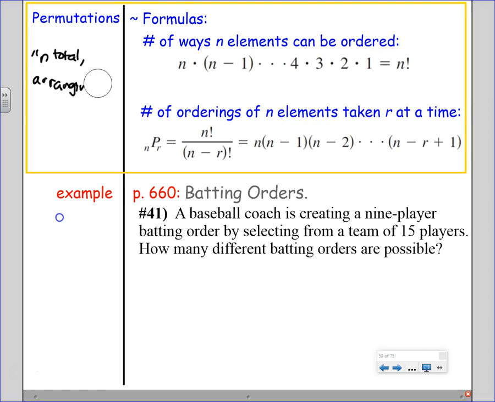Okay, it's up to you guys to write it. I'm just going to give up. N total, arranging R of them. I swear I just oriented it. You guys saw that, right? Sometimes it makes me think I'm going crazy. N total, arranging R of them.